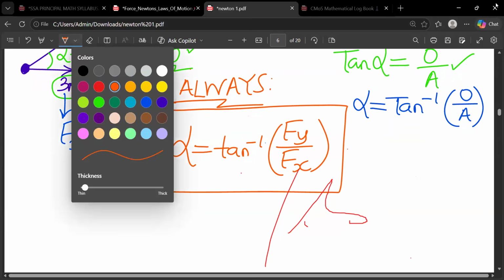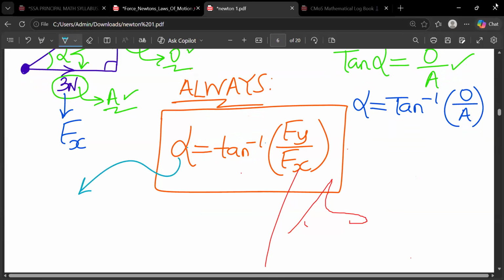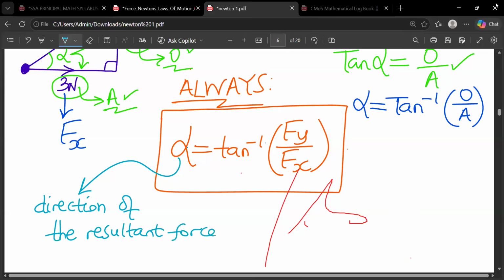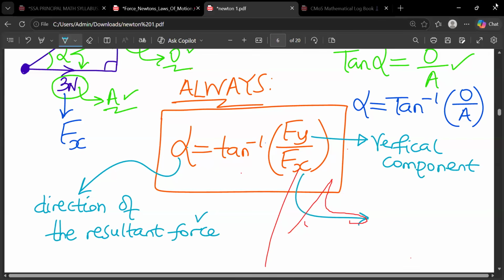Someone may be like, what is that alpha? This alpha is the direction of the resultant. Someone may be like, but it is an angle, how is it becoming a direction? But I told you that directions are measured in forms of angles in mathematical mechanics. Direction of the resultant force. Very important. Then we have agreed that this one is the vertical component. That means this lesson is becoming 2 in 1. Then this one is the horizontal component.